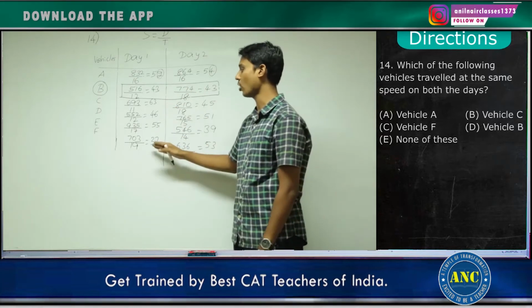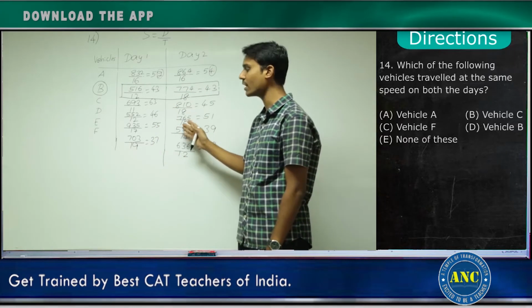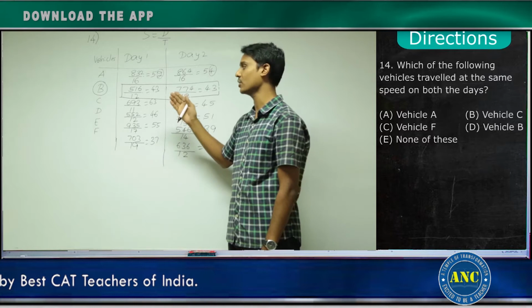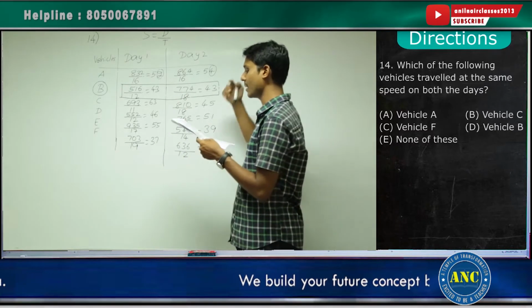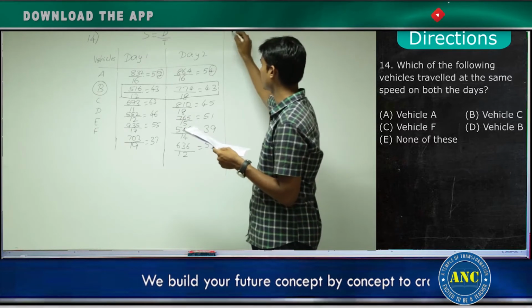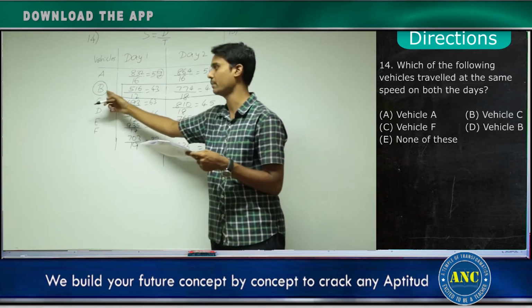Like this, you can solve for all the values which are given, and you will reduce your time in calculation a little bit. That is one way of solving. But if you observe the remaining questions, please see the 15th question. The answer for the 14th question is vehicle B.